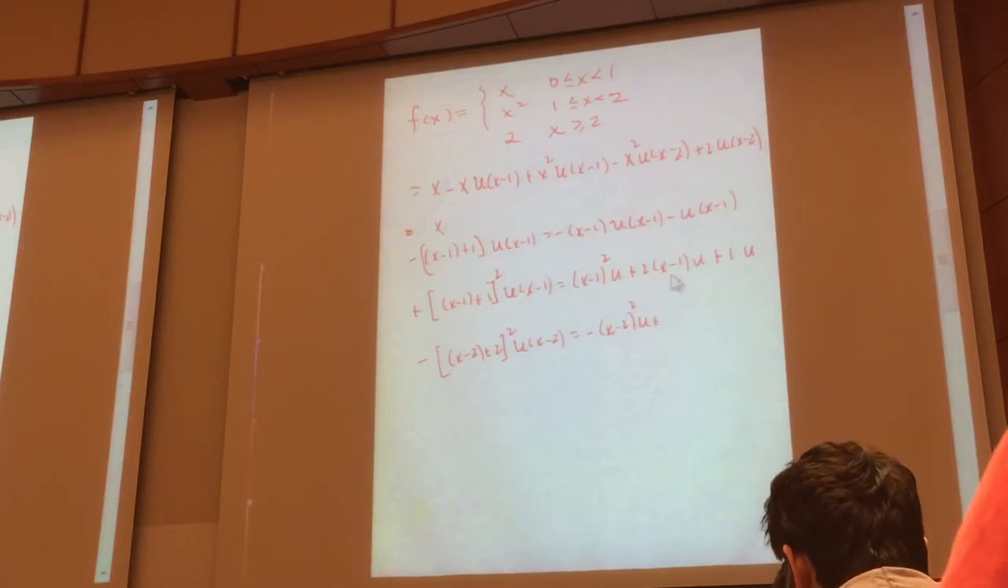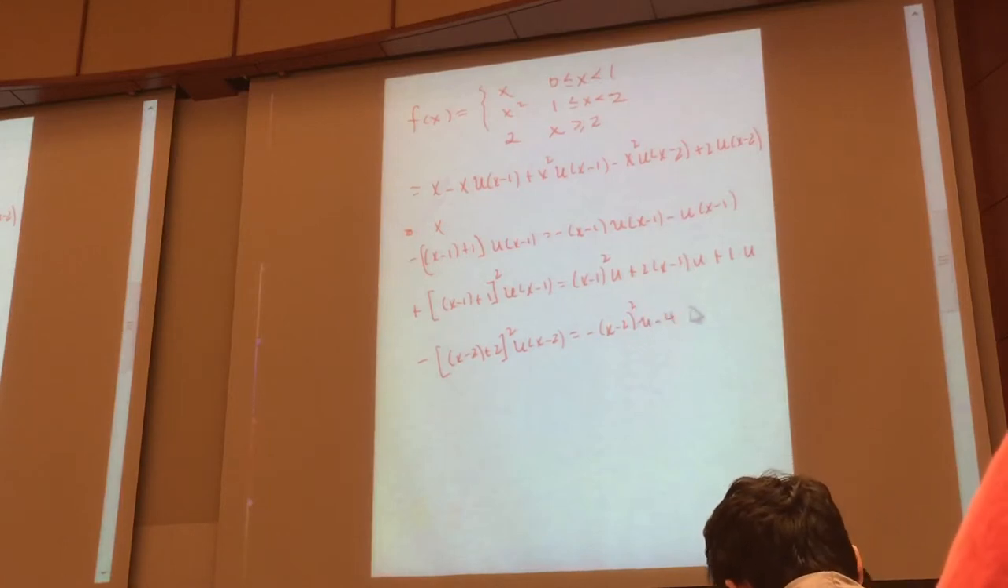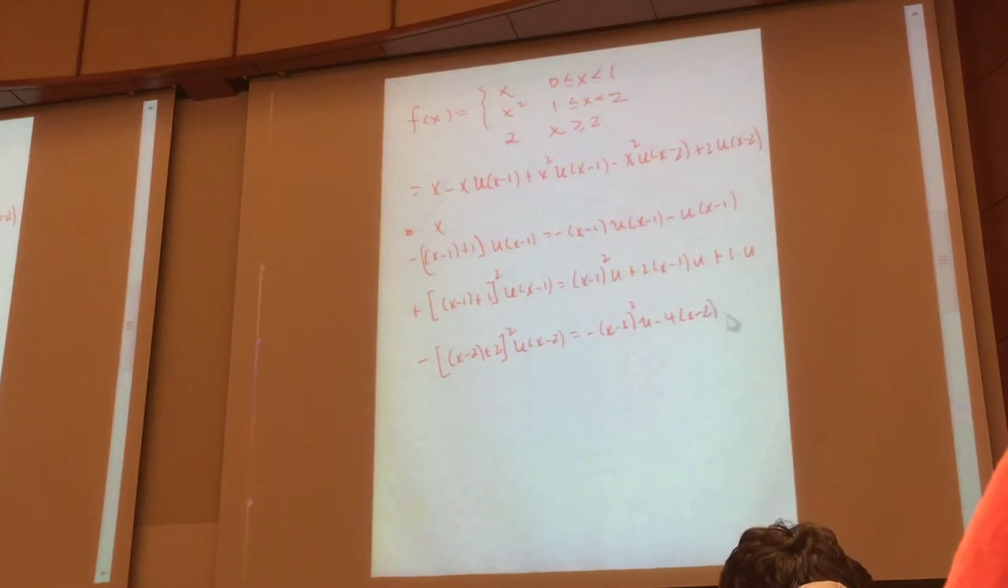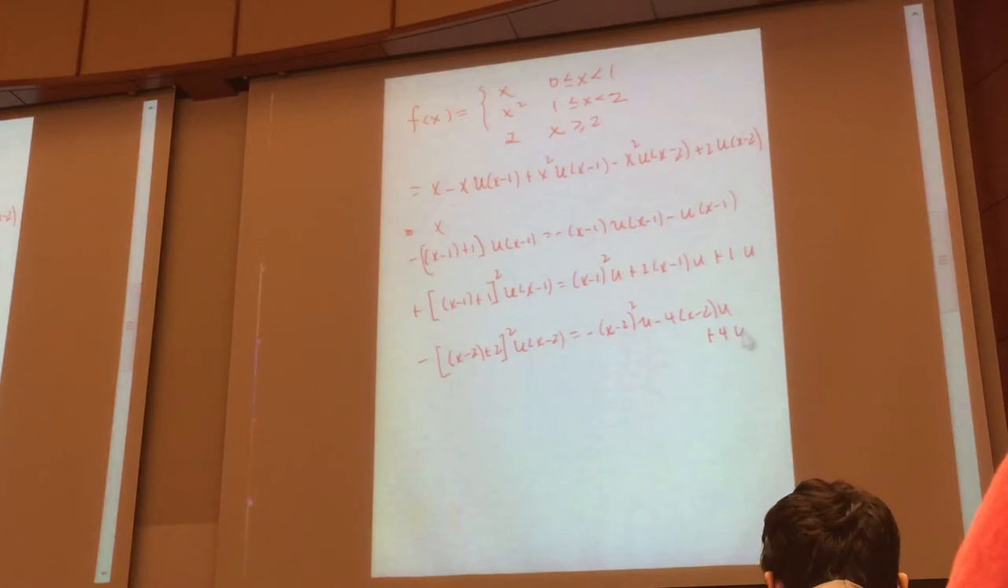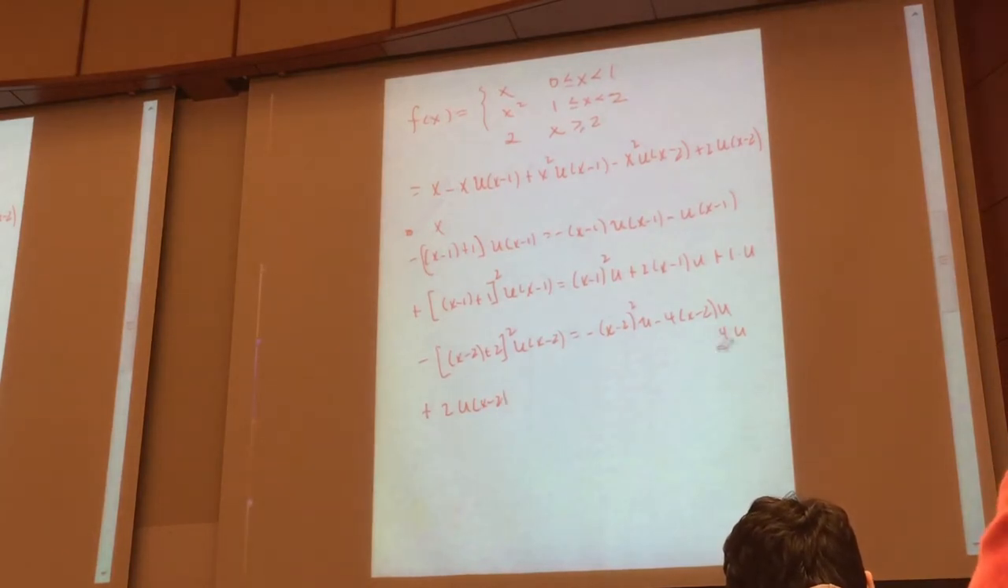plus 4 times (x minus 2 minus 1)... minus, this is u, minus 4 x minus 2 u plus 4 u. That's that term. And then plus 2 u of x minus 2. Isn't it minus 4 u? That is minus 4 u. Yes, it is. Thank you very much.